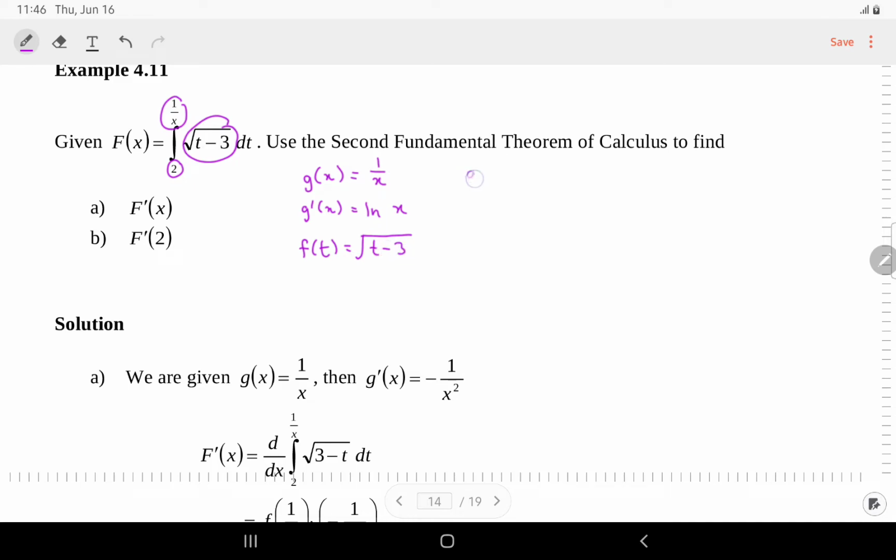So by answering question A, we need to find f prime x. The formula is f of g of x multiplied by g prime x. This is the formula from the earlier page.